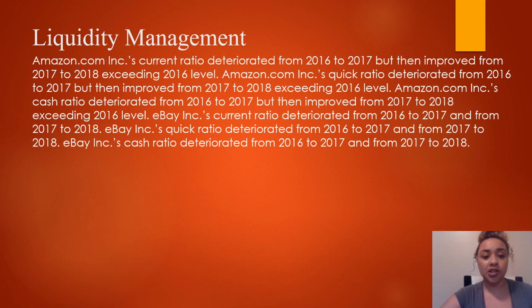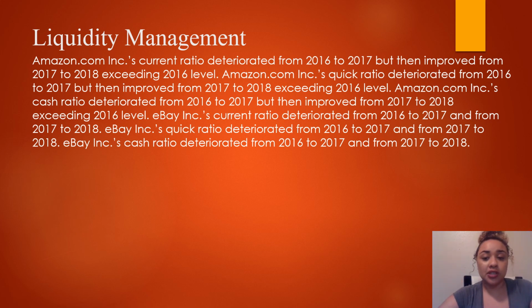The next portion of what we're going to cover is liquidity management. Amazon.com Incorporated's current ratio deteriorated from 2016 to 17, but then it improved and exceeded 2016's level. Their quick ratio deteriorated from 2016 to 17, but then it improved and exceeded the 2016 level. And Amazon's cash ratio deteriorated from 2016 to 17, but then it improved and exceeded the 2016 level. So they have been, once again, moving at a high rate, going in an upward slope direction.